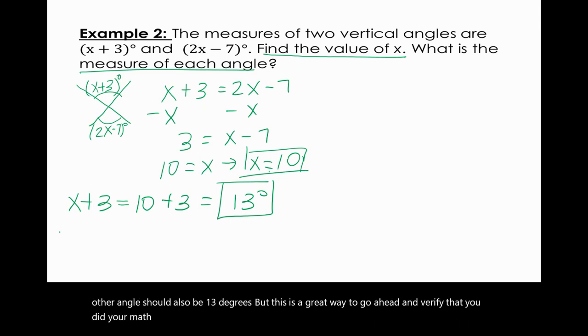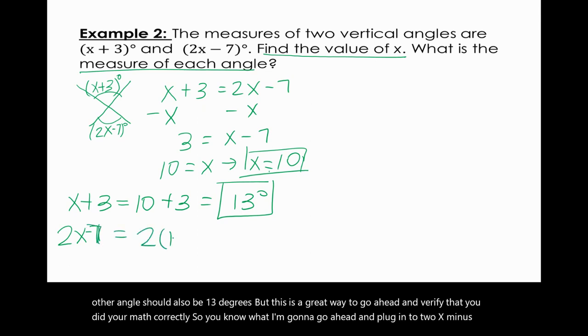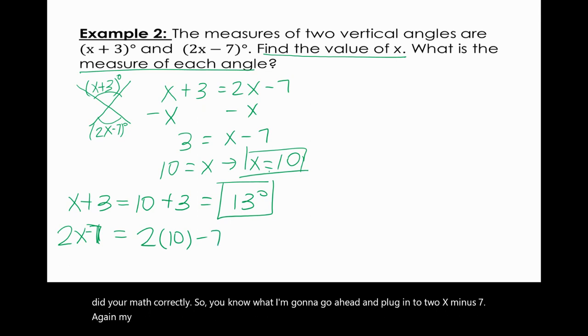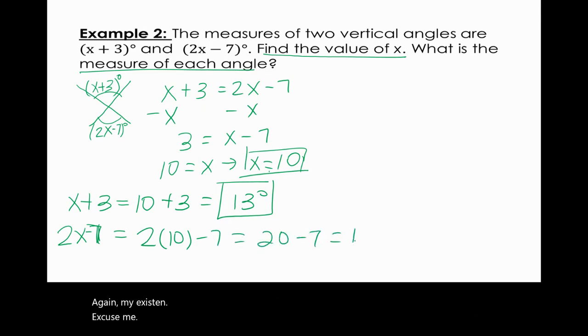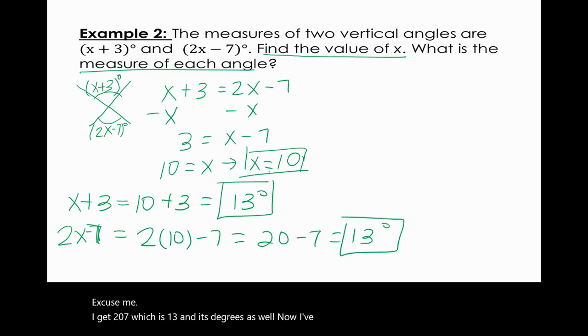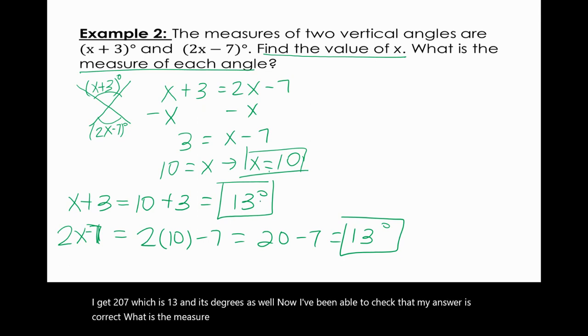So I'm going to plug in to 2x minus 7. Again, my x is 10. I get 20 minus 7, which is 13, and it's degrees as well. So now I've been able to check that my answer is correct. So what is the measure of each angle? 13 degrees. What is the value of x? 10. So that is my solution for example 2.